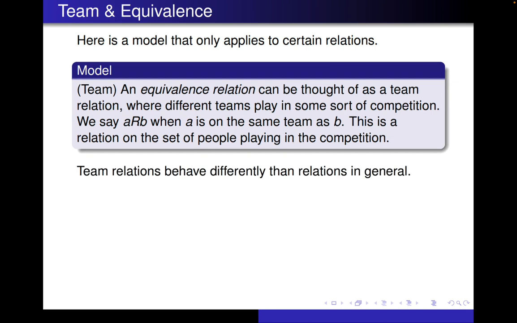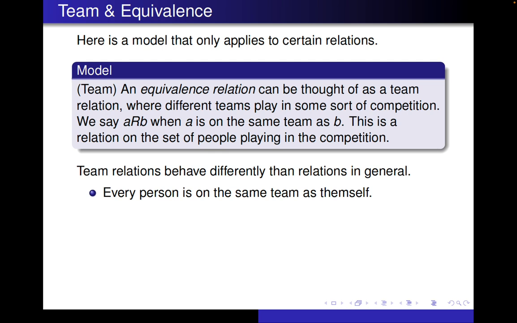So just note team relations, they behave differently than other relations. In fact, they have some properties that most other relations do not. So for instance, every person is on the same team as themselves in this team. So that means every person is related to themselves under the relationship. In other words, A is related to A for all people A. And again, that is not true of every relation.